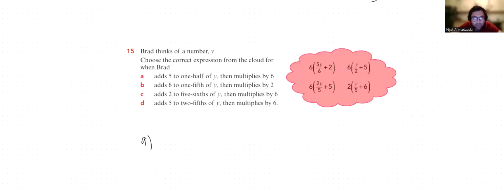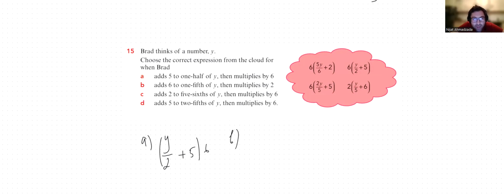And question 15, part A. Again, Brad thinks of number y and adds 5 to half of y. So he doesn't add 5 to y. He adds 5 to 1/2 of y, so y over 2. He adds 5 to it, then multiplies it by 6. Okay, that's it.